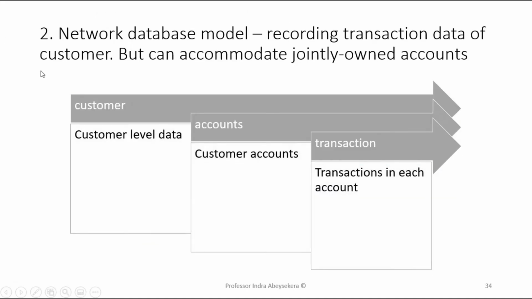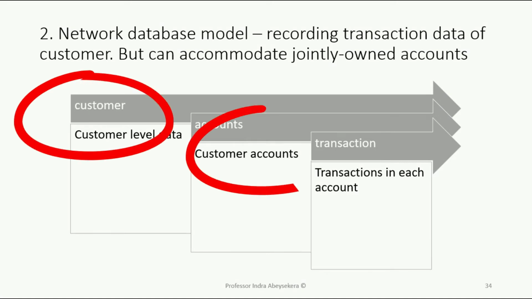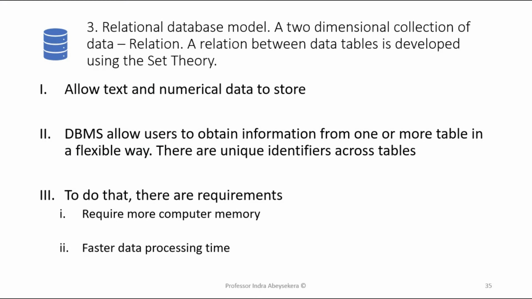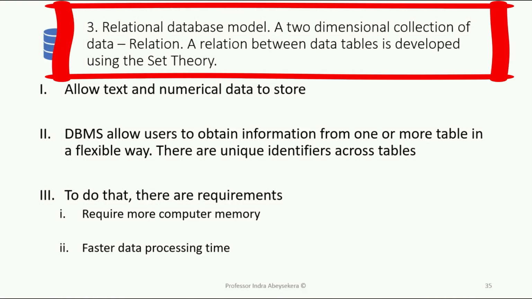In a network database model, it could have customer level data to start with, then have customer accounts, and under each account there could be various transactions. A relational database is a two-dimensional collection of data, and they have a relationship, these two dimensions, and the relation between them.